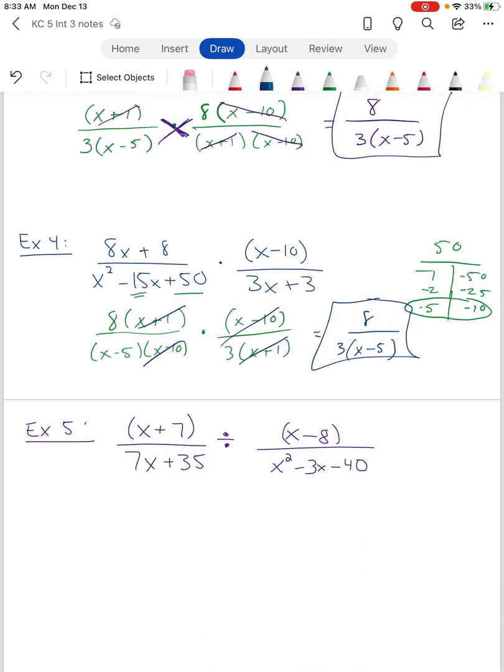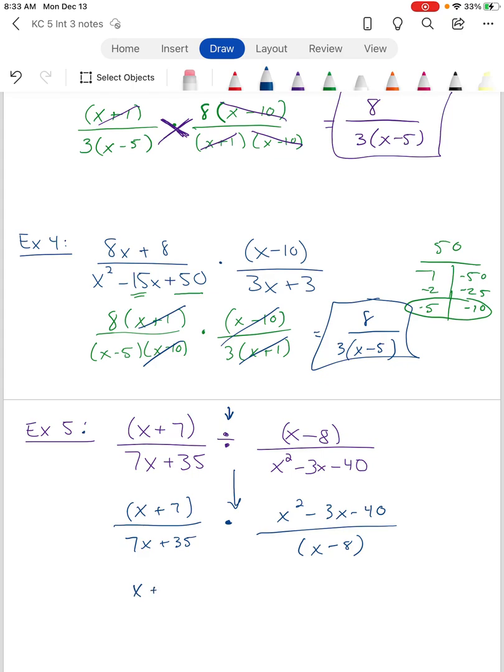All right, last one. Example number 5 is exactly like 3 and 4. The only difference is that it is a division problem, so before you do anything, you have to flip it. You can use KFC: you keep the first one the same, flip the sign, and then change this. You're going to use the reciprocal. So I'm literally just flipping that second fraction. None of the signs change, you are just doing the reciprocal. Then it's the same thing as 3 and 4.